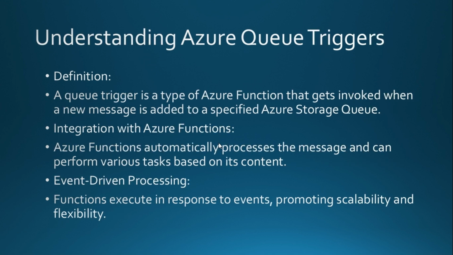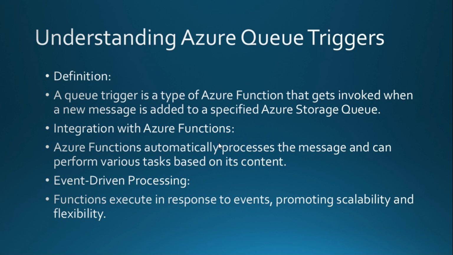So understanding a queue trigger. A queue trigger is a type of Azure function that gets invoked when a message is added to a specified Azure storage queue or any kind of queue. Let's say when an application inserts data in a particular queue, then you want to trigger something, or someone should be there who can process the data, and after processing it should push a message to a different queue.